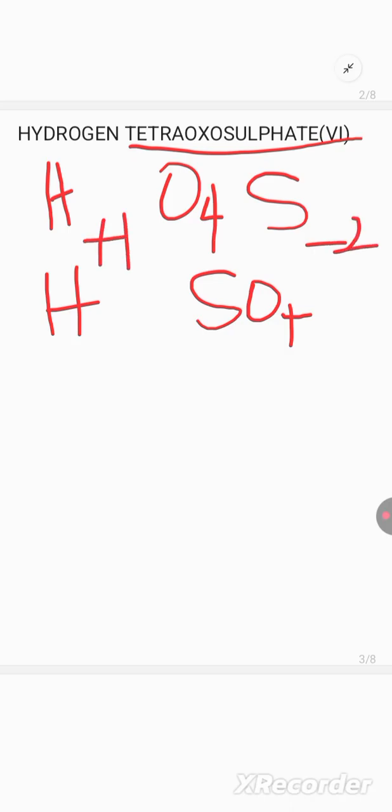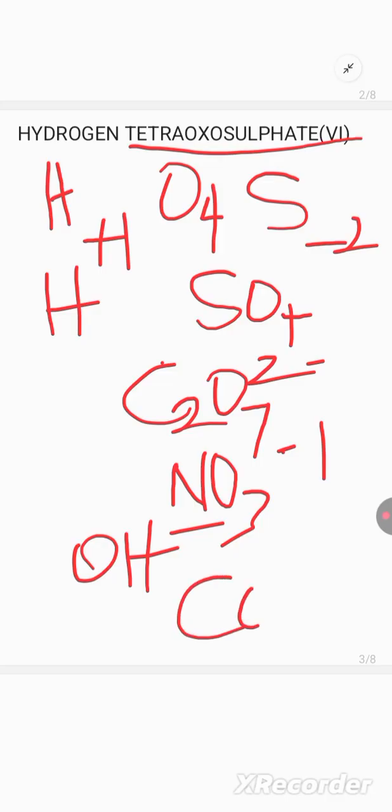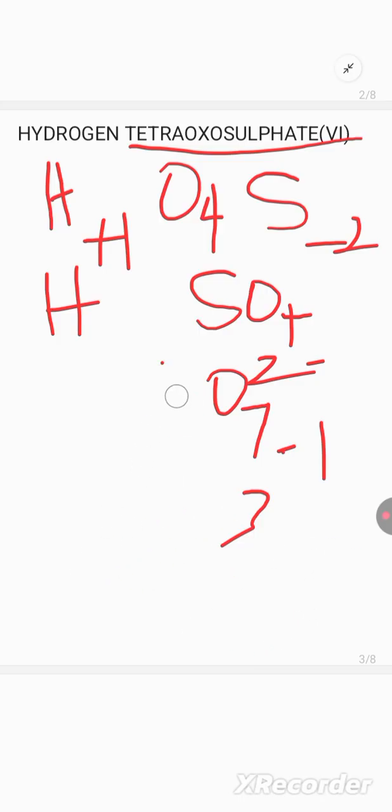For these radical compounds, you need to memorize them. Radical compounds like Cr2O7 has -2. You can still have NO3 -1. It is a radical compound. You can also have OH minus, it is still a radical compound. There is another radical compound, CO3 2-. These are the radical compounds. You need to memorize their valency. So let's continue.